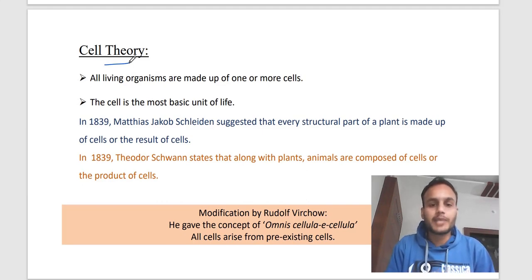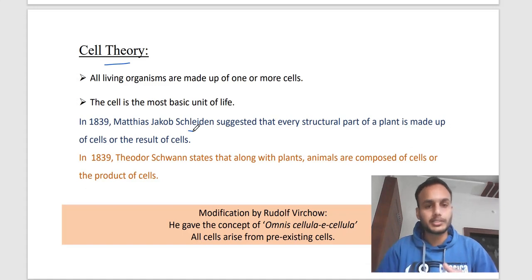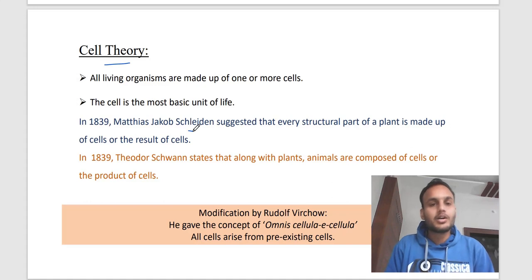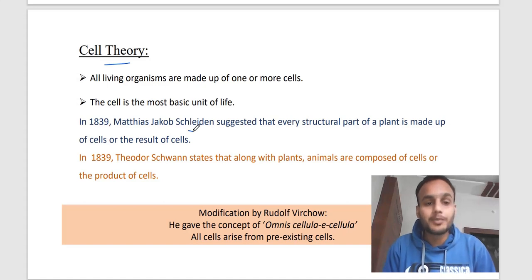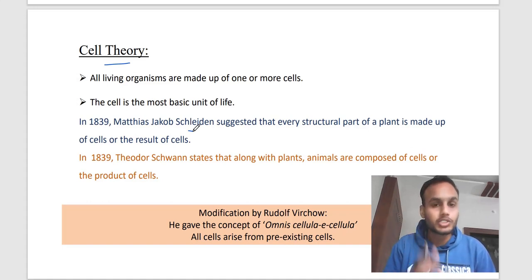Cell theory was given by Schleiden and Schwann. Schleiden was a botanist. Botanists are those who study plants. So he said that all plants are made up of cells. And Schwann, who was a zoologist, simply said animals are made up of cells. Zoologists are those who work on animals.